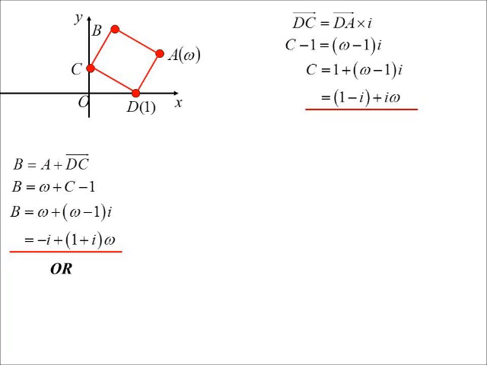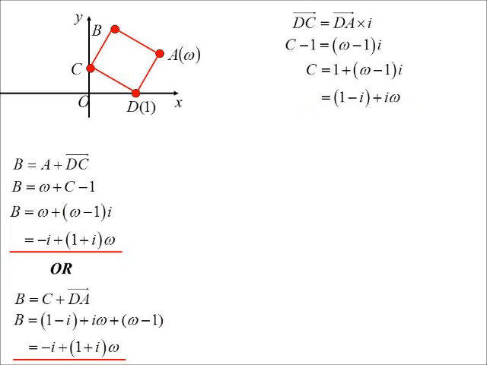Because another way I could get B is I could look at the point C and slide the vector DA. Should give me the same answer. So the point C, which we worked out over there, is 1 minus i plus i omega. And to that, I'm going to add the vector DA. So head minus tail, omega minus 1. And if I play around with that, sure enough, I do end up with the same answer. But of course, there's another way I could do it.